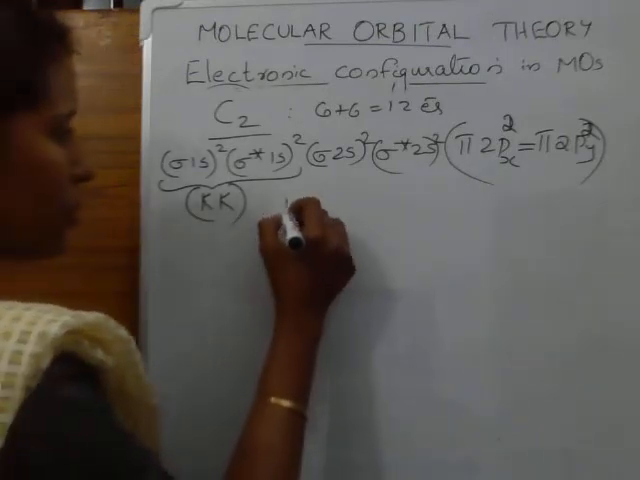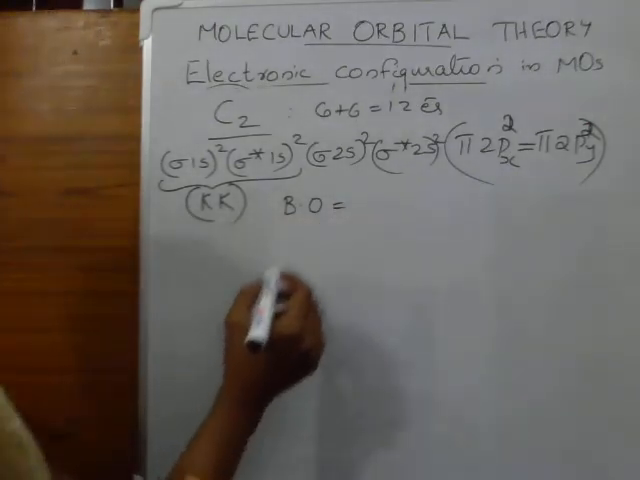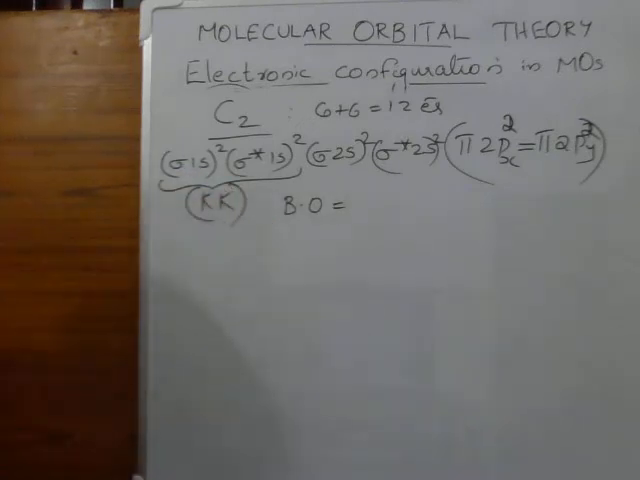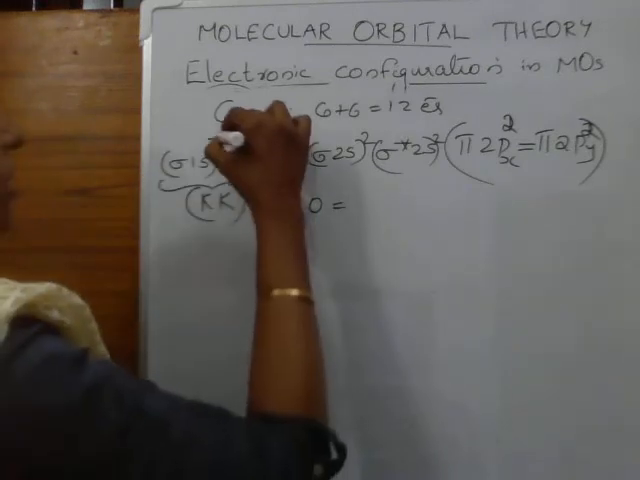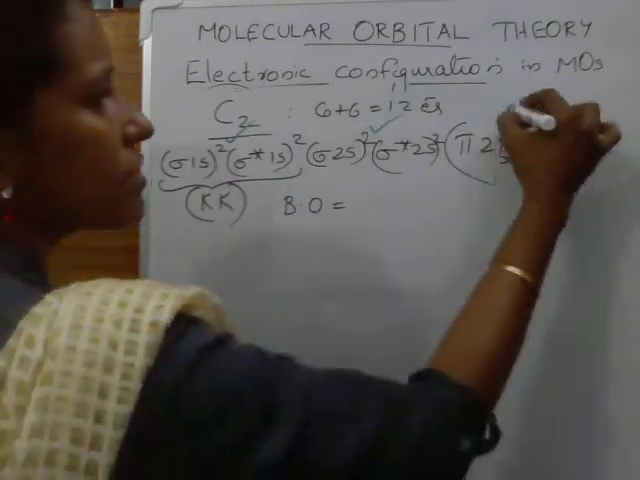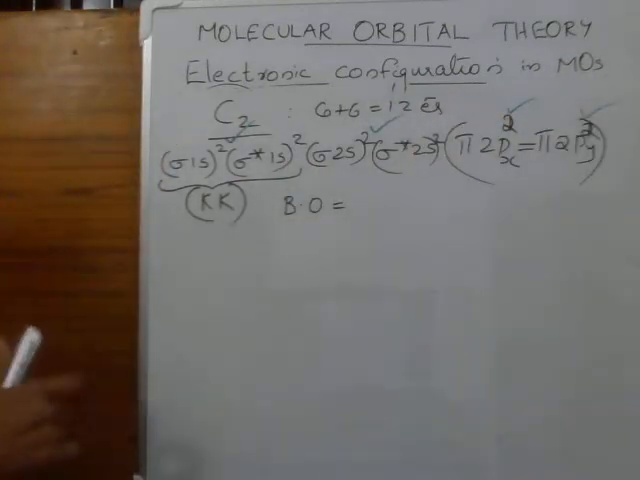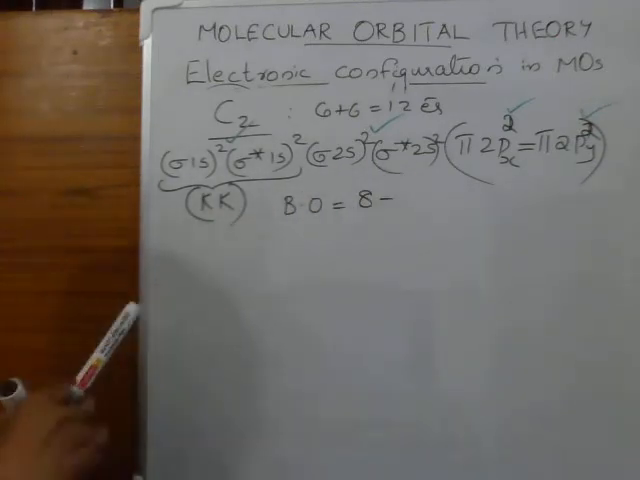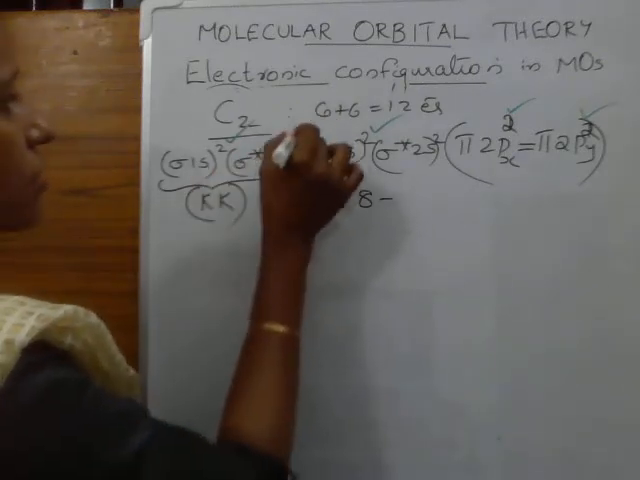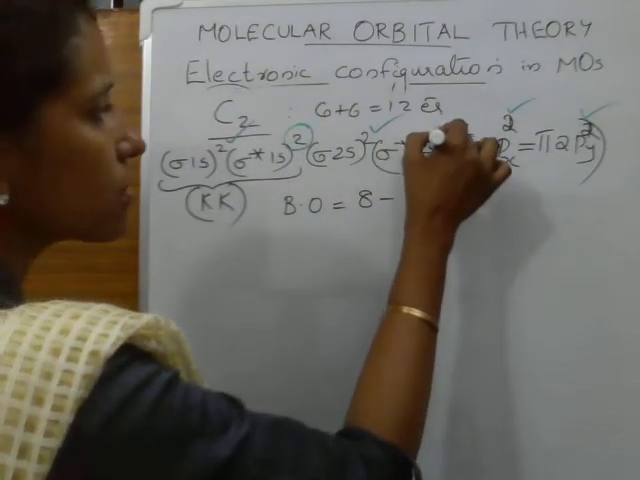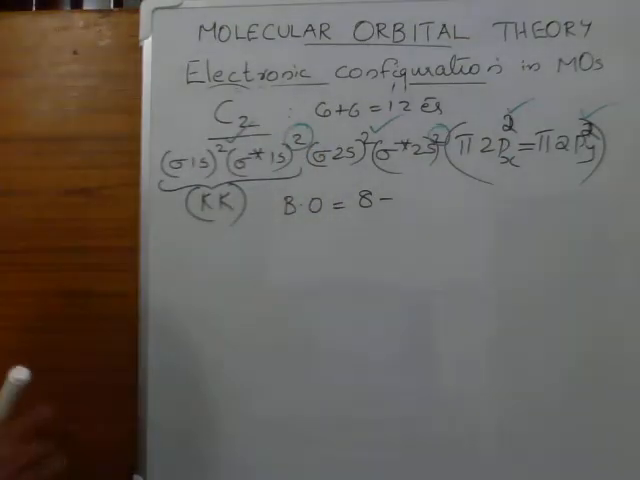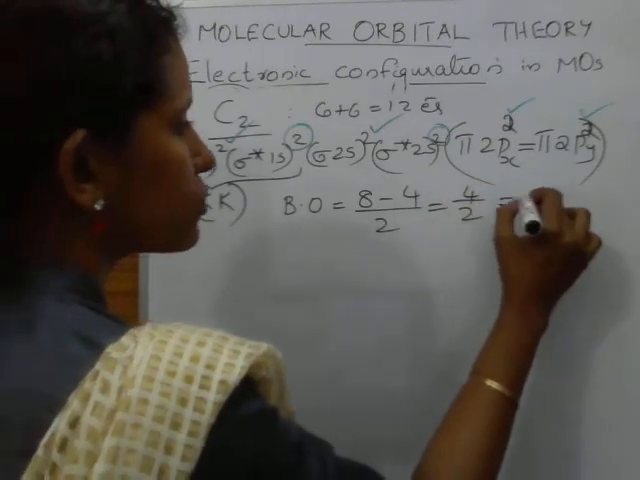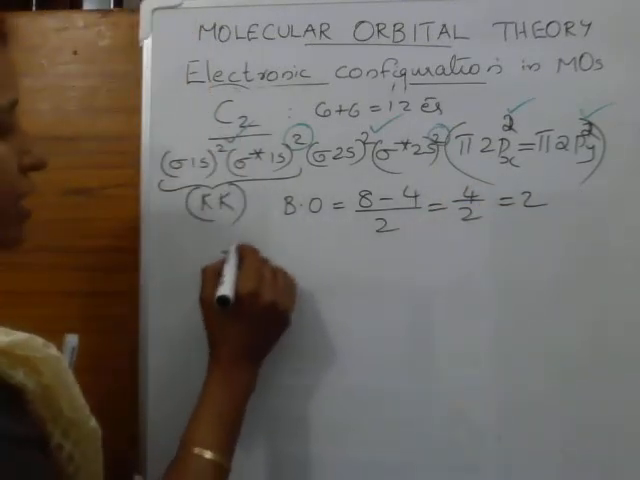Let us determine bond order. Bond order will be equal to number of bonding electrons minus number of antibonding electrons, divided by 2. How many bonding electrons are here? Just count all the bonding electrons: 2, 4, 6, 8. Total 8 bonding electrons. How many anti-bonding electrons are here? Sigma star 2s 2 electrons and sigma star 1s 2 electrons. Total 4 anti-bonding electrons. 8 minus 4 by 2, that is equal to 4 by 2 equal to 2. That means C2 molecule is stable.